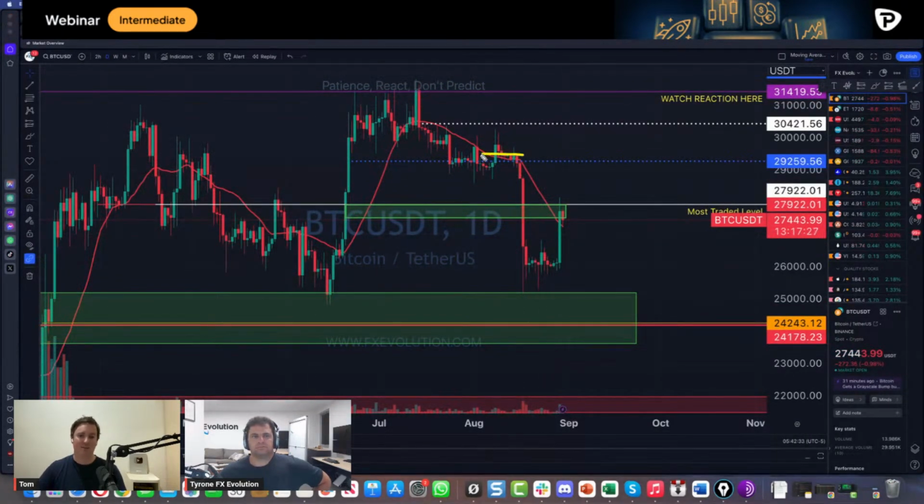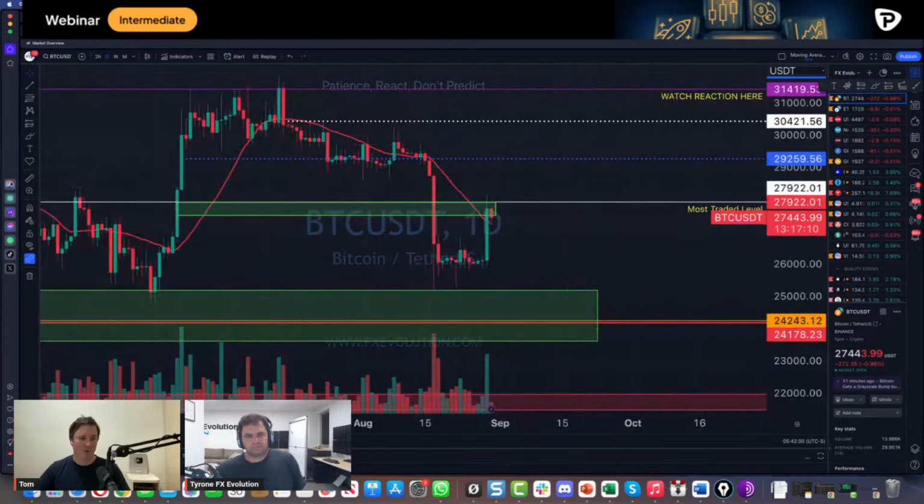Just like if we come up to this level up here, Ty, we have to expect on this blue line here that there could be a reaction. If there is a reaction in a replicable way in our trade system on the smaller timeframes, then we might want to get involved in that trade. And of course, that's something that we could be doing analysis on before it even comes into it.